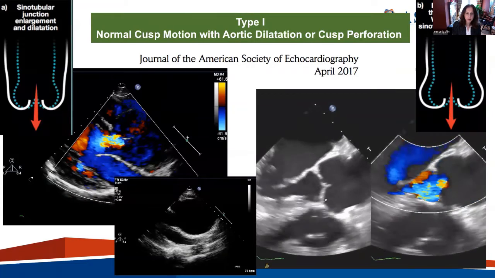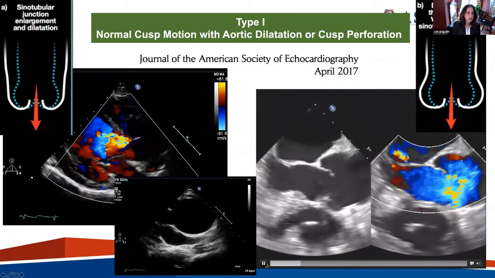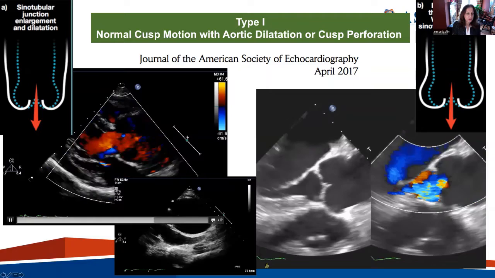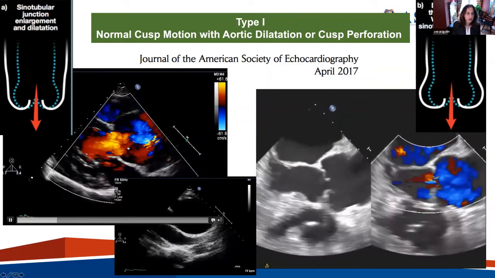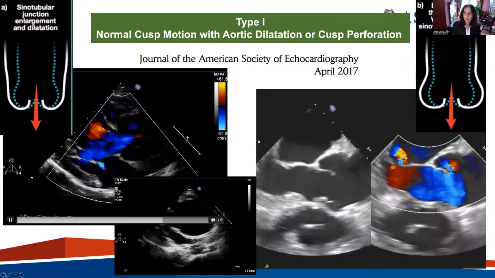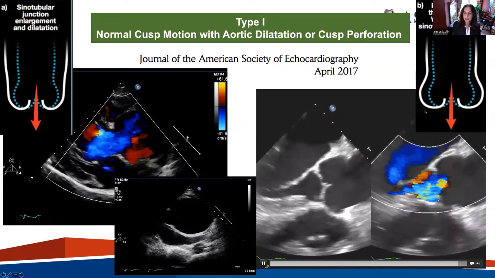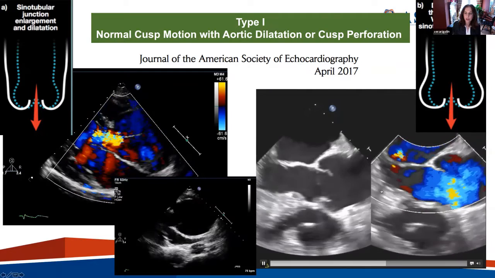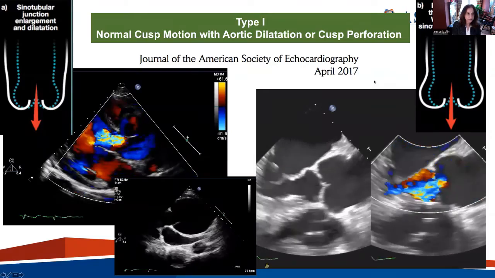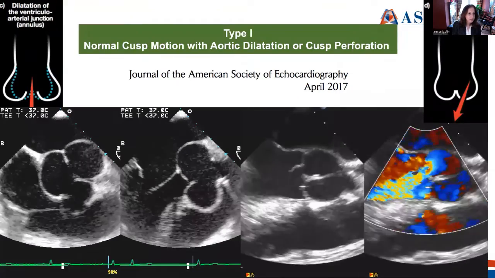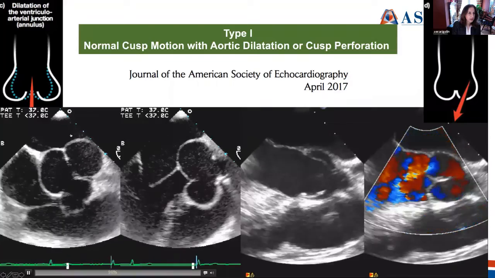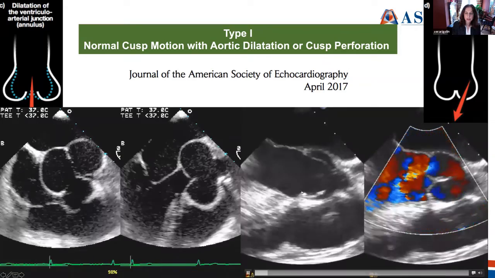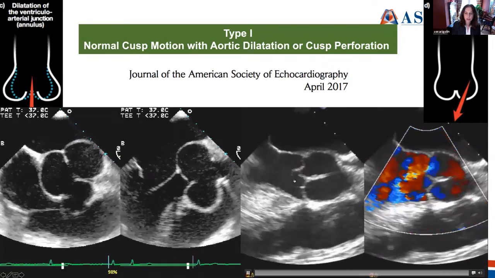So here are some examples of these different types. Here we have an example of an aorta that's dilated at the sinotubular junction as well as the ascending aorta, resulting in severe regurgitation. And here we have a type B at the sinotubular junction and the ascending aorta, again causing severe regurgitation. Here's a type C where there's dilatation of the ventricular arterial junction or the annulus. And then here is an example of cusp perforation or a type 1D.